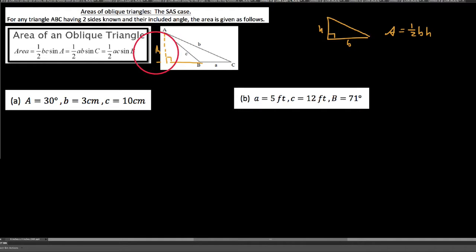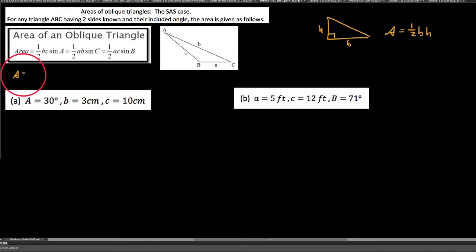Well, we have a set of formulas that are derived in order to help us find this by using 1/2 base times height, but in terms of two sides and their included angle. This formula is representable in three different ways. It says for any triangle in which we know two sides and their included angle, side, angle, side, we could find the area of this triangle using these three forms of this formula.